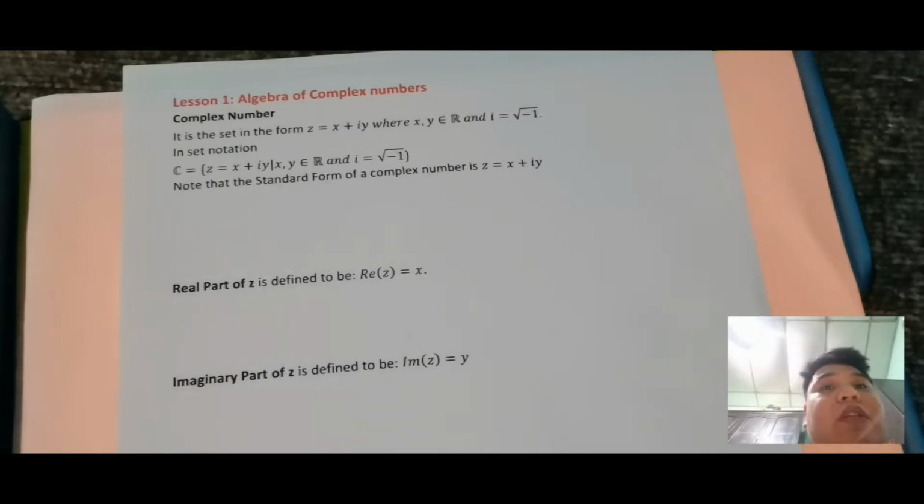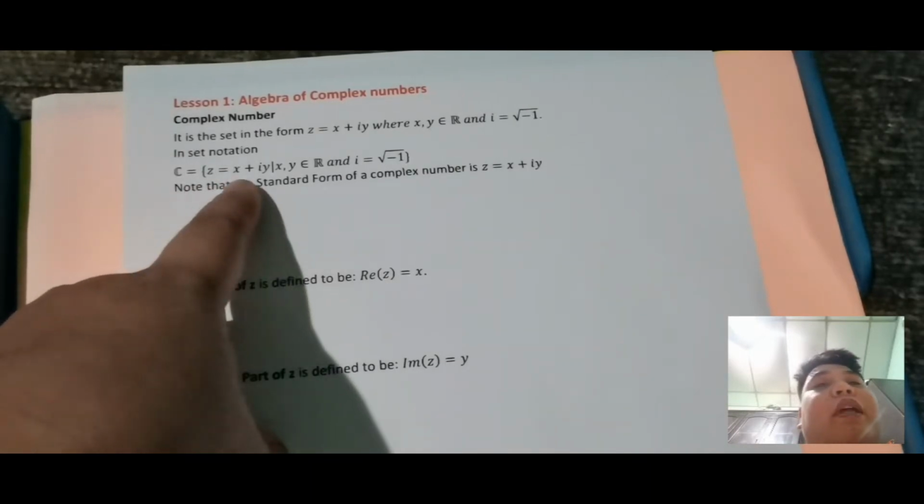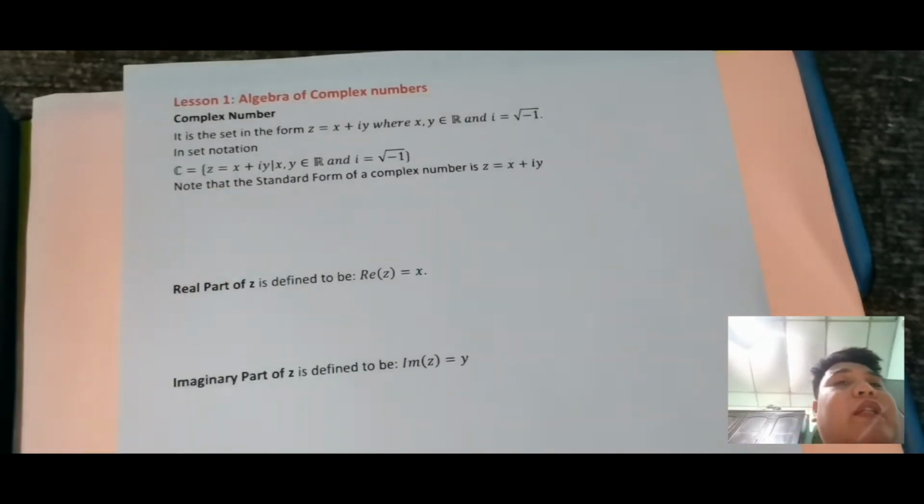Okay, so in set notation, that is yung set C is equal to the set of z is equal to x plus iy such that x, y is an element of real numbers and i is equal to square root of negative 1. So note that the standard form of a complex number is z is equal to x plus iy. So ito yung unang form na ipapakilala ko. So actually 6 or 7 siya.